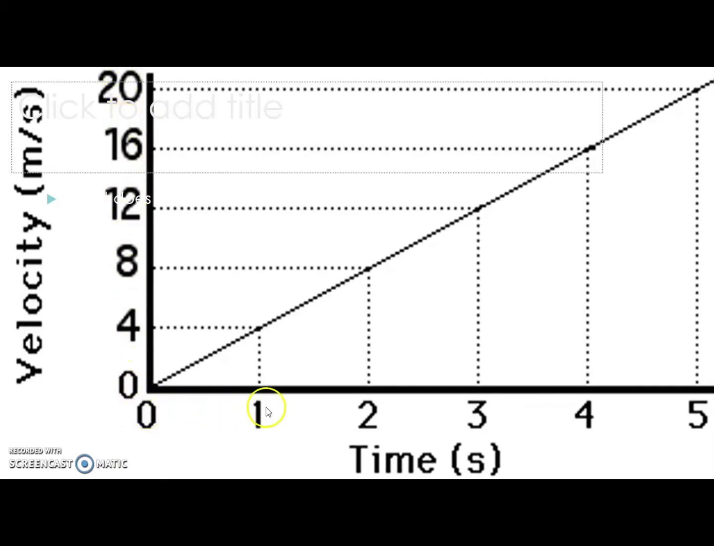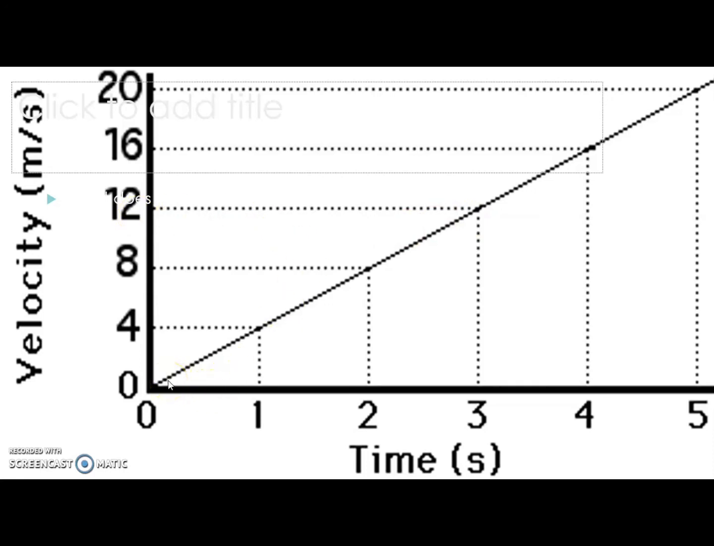This graph shows you that at 1 second, this object was traveling at a speed of 4 meters per second. At 2 seconds, this object was traveling at a rate of 8 meters per second. At 3 seconds, this object was traveling at a rate of 12 meters per second.